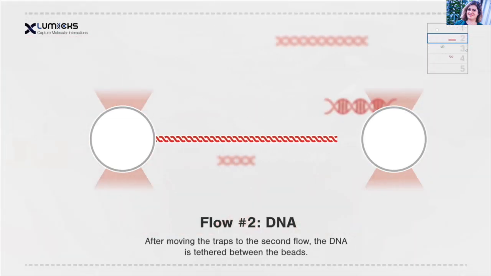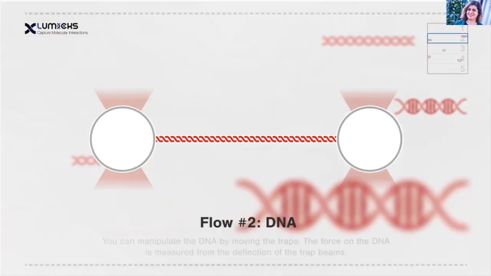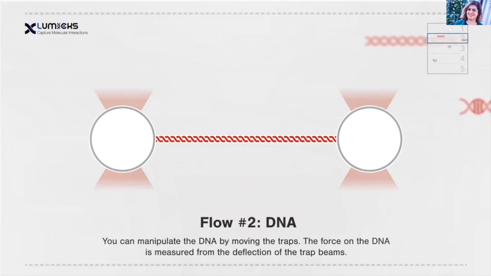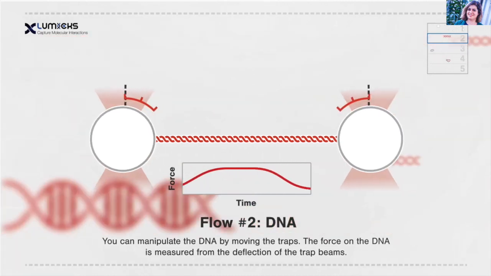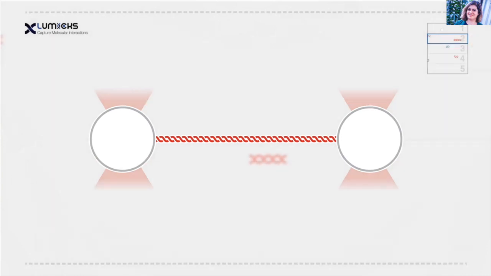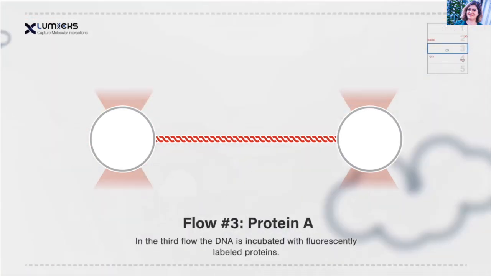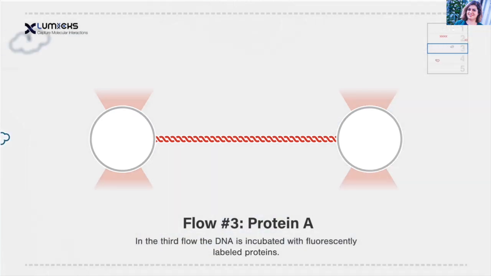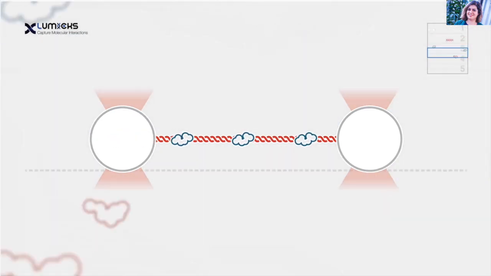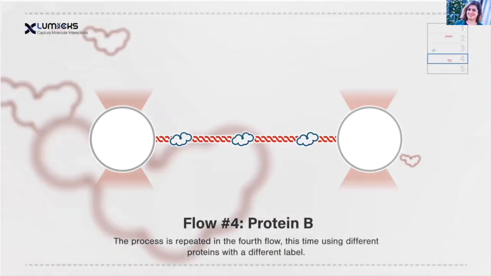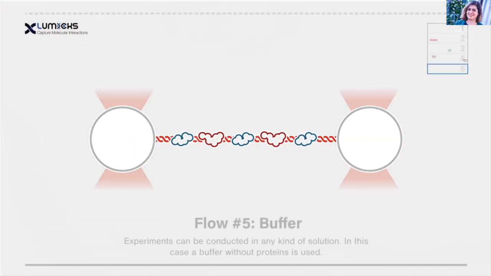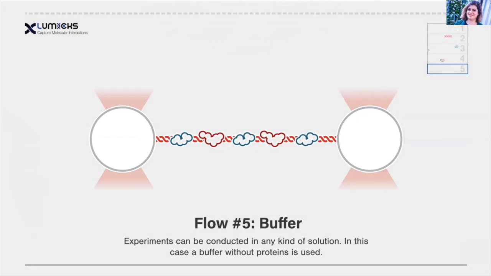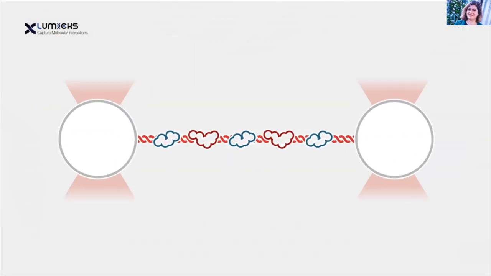Then you move to the DNA channel, where you would basically fish for DNA. You wait until a piece of DNA is attached to two beads, and the DNA is also functionalized at the ends with biotin. By moving the traps away from each other, you can apply force and make sure you have one DNA attached. Then you move to a different channel, which has the protein of interest, in this case fluorescently labeled. And then you move to another channel with another labeled protein of interest. And then you can move into a buffer channel where you don't have any fluorescence, and you can start imaging using confocal scanning.